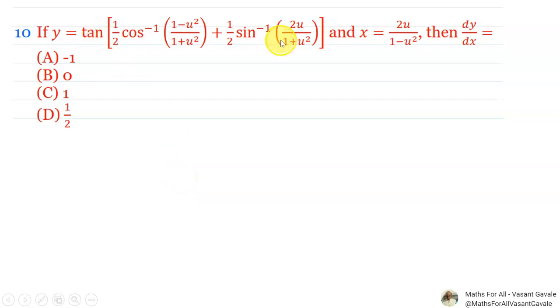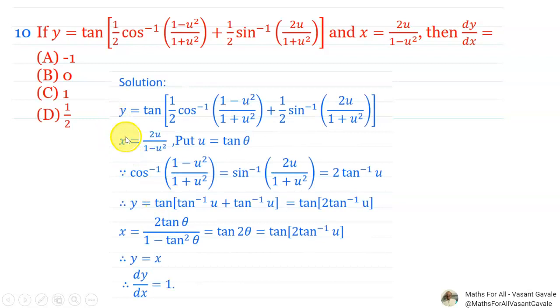ओके, आता इथे y सगळा दिलेला आहे आणि x या फॉर्म मध्ये दिलेला आहे. नाव सी दिस हियर y is equals to tan of in bracket 1 upon 2 cos inverse of 1 minus u square upon 1 plus u square plus 1 upon 2 sin inverse of 2u upon 1 plus u square. आता पुढे आपल्याला x पण असा दिलेला आहे, x is equals to 2u upon 1 minus u square. Put u is equals to tan theta. Then what about the cos inverse of 1 minus u square upon 1 plus u square? That is nothing but the cos of 2 times theta. And sin inverse of 2u upon 1 plus u square is nothing but the sin of 2 times theta.